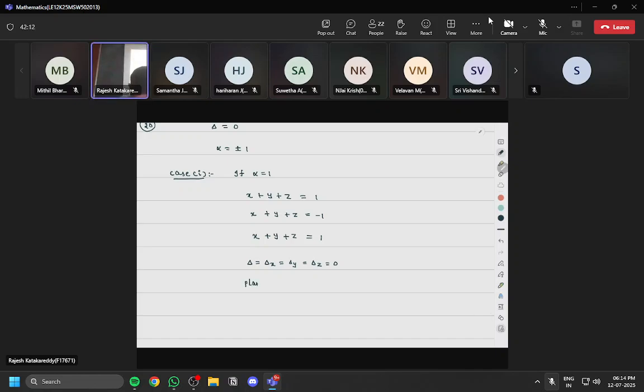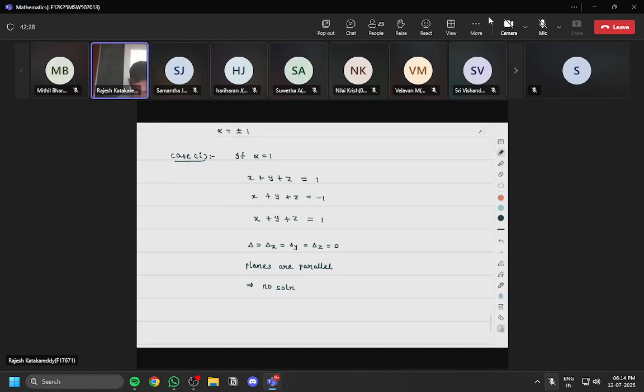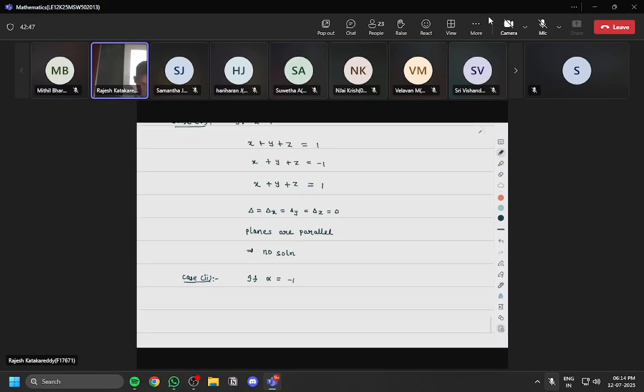So the planes are parallel. If planes are parallel, there is no solution. That means this cannot be the value of alpha. Understood? Right? So for case 2, you should take alpha equal to minus 1. In this you will get all deltas equal to 0, and this is the situation of infinitely many solutions. Right? Yes, ma'am.